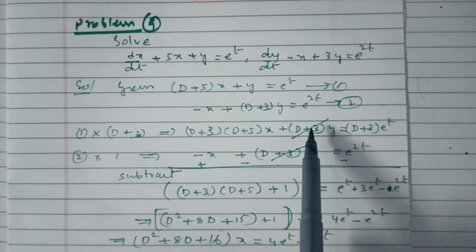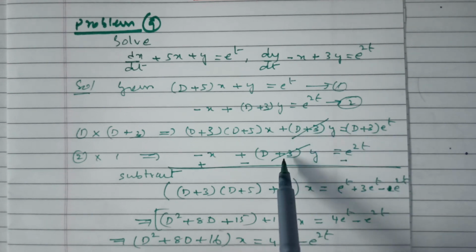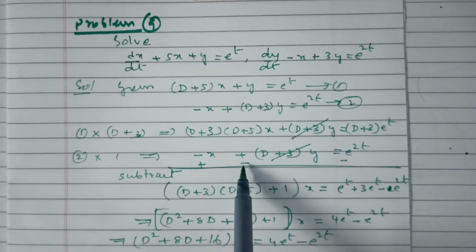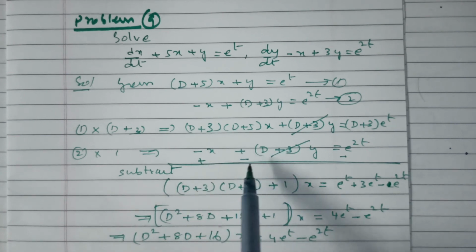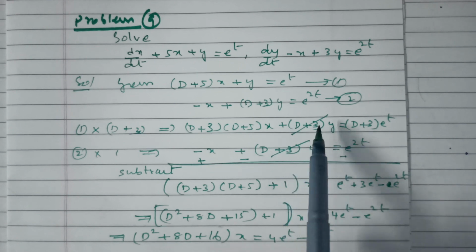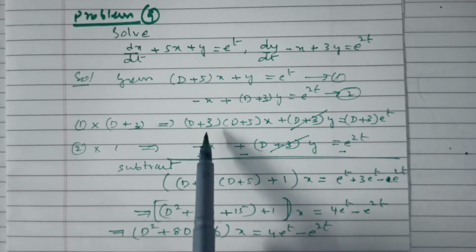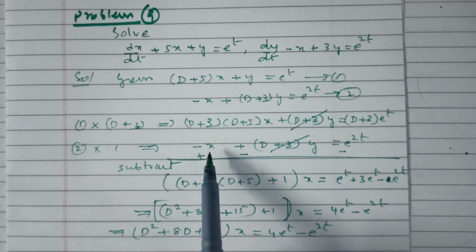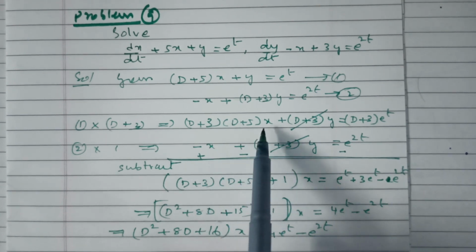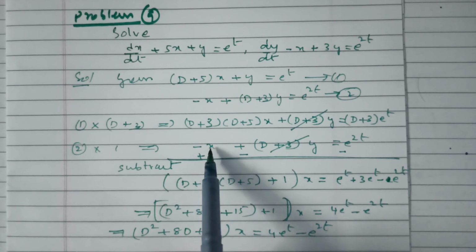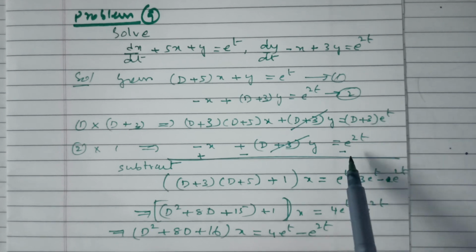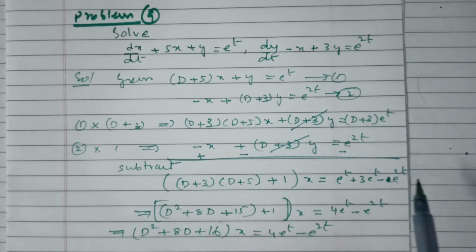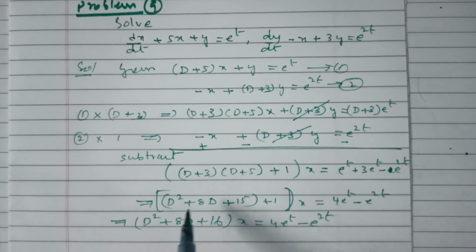Next, to eliminate y, these two terms have the same signs, so we can subtract. So these two terms will be cancelled, remaining. Take x common after subtracting. So (D plus 3) into (D plus 5), as x is common, plus 1 as x is common. The right side is D e power t plus 3 e power t minus e power 2t.